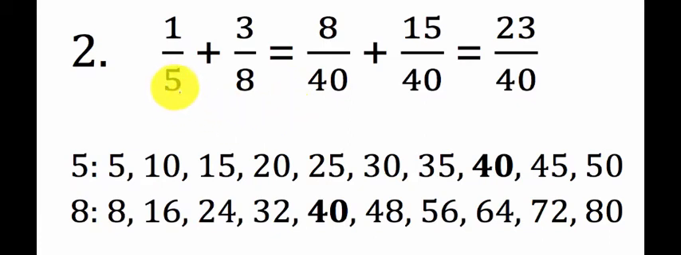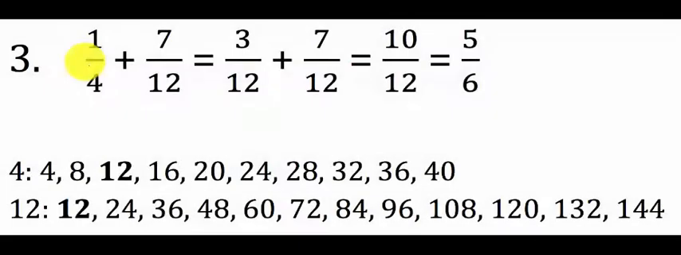and how do I get from 5 to 40? Well, I have to times it by 8, so that means I have to times the numerator by 8. So 1 times 8 is 8, and to get from this denominator, 8 to 40, I had to times it by 5. So if I times the bottom by 5, I times the top by 5. 3 times 5 is 15. So 8/40 plus 15/40 is equal to 23/40.